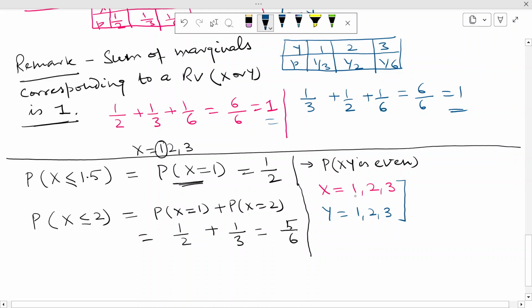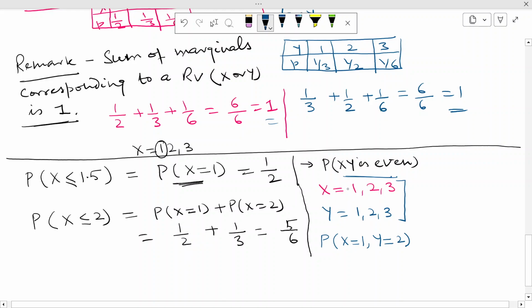so 1 and the first value of y is 1. 1 into 1 is not an even number, but 1 into 2 is an even number. So we are looking for this, and we have to consider all those pairs which satisfy this condition, meaning the entries of x and y whose product is an even number. So we have to consider all those possible values. The first is x equals 1 and y equals 2.